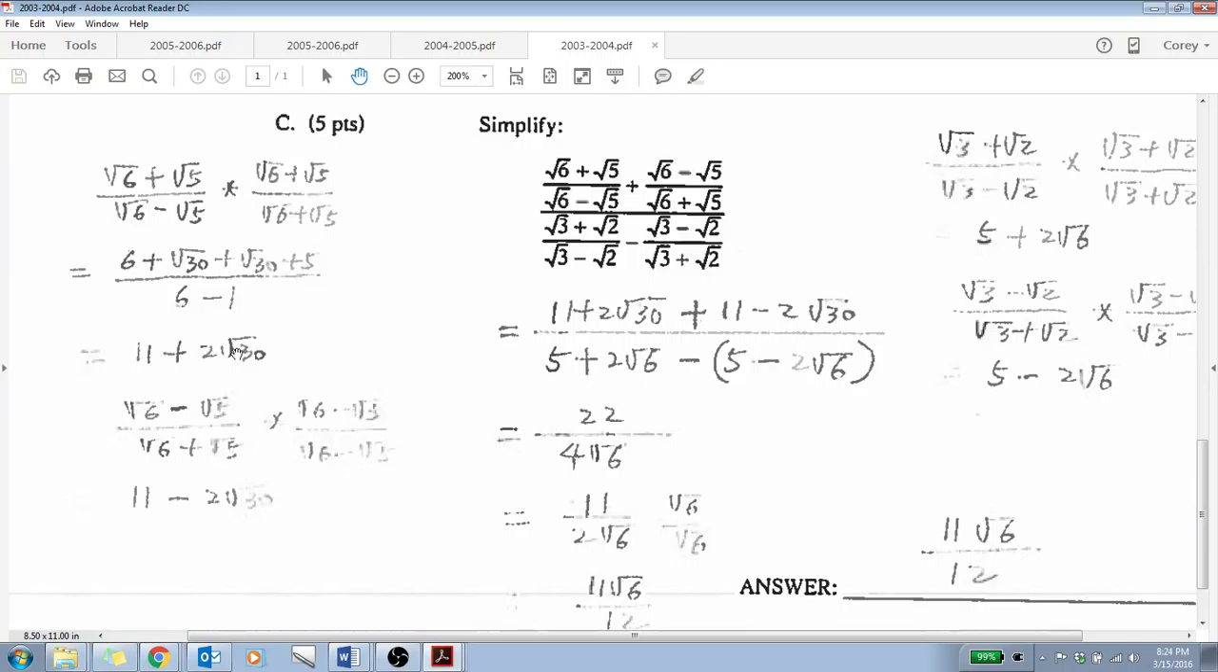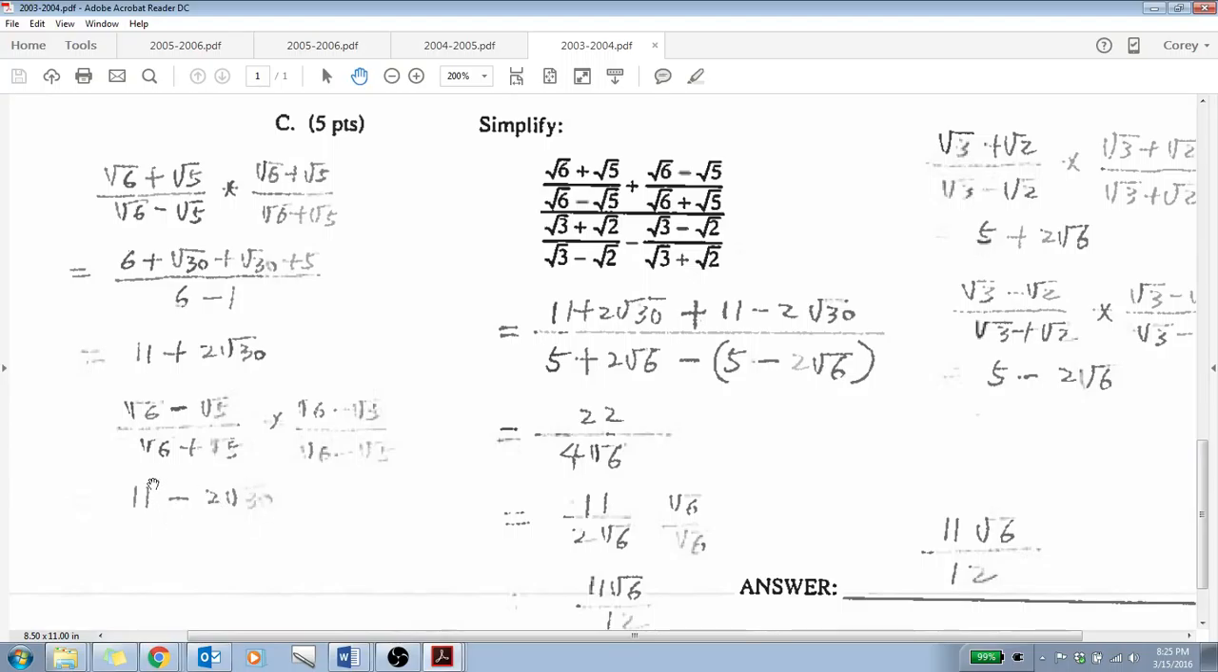Once I have that, then I can also do the right side here, square root of 6 minus square root of 5 over square root of 6 plus square root of 5. So I rationalize that by multiplying by the conjugate, which is square root of 6 minus square root of 5. Multiply the top and the bottom by that. And I'm not going to take the time to work through all of that, but when you do, you're going to get 11 minus 2 square root of 30.